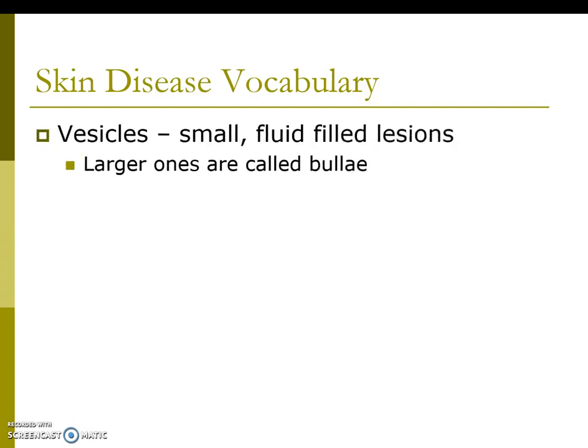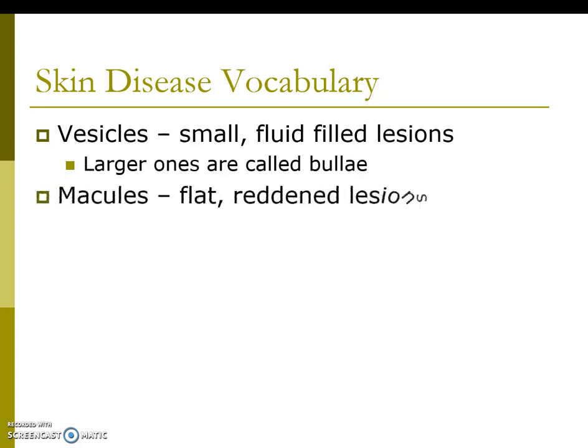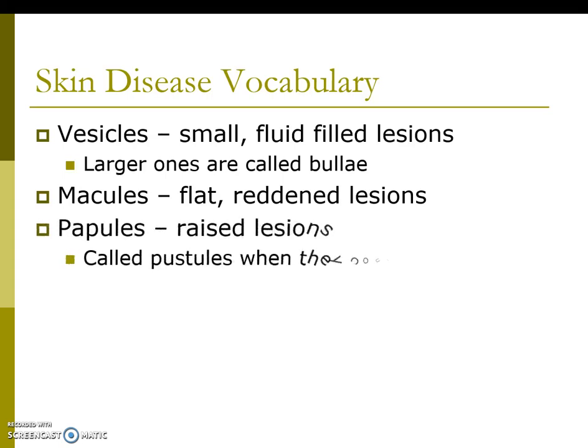So here's your list of vocabulary words, so make your flashcards. Vesicles are small fluid-filled lesions. Larger ones are called bullae. Macules are flat, reddened lesions. Papules are raised lesions. And when they contain pus, they're called pustules.